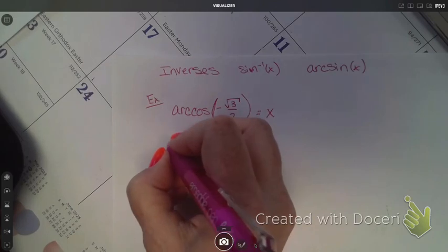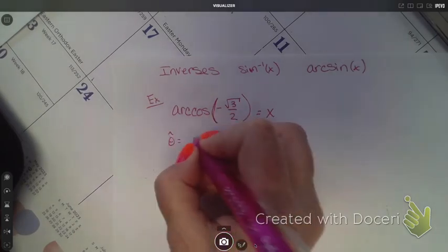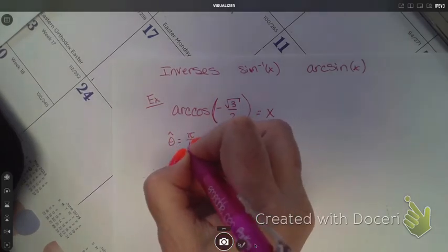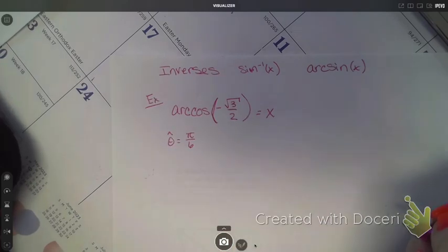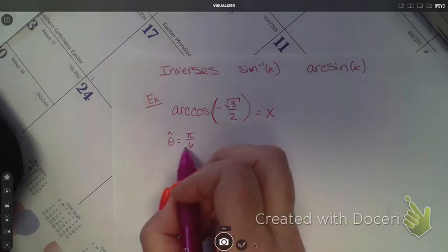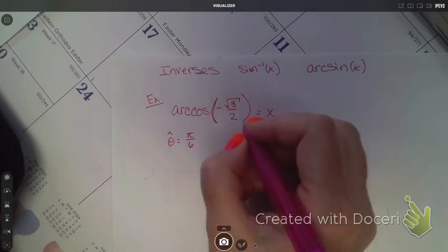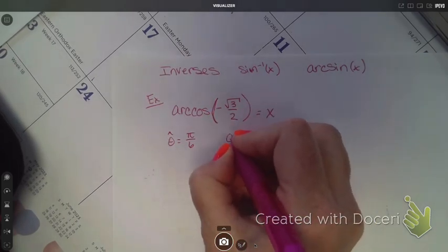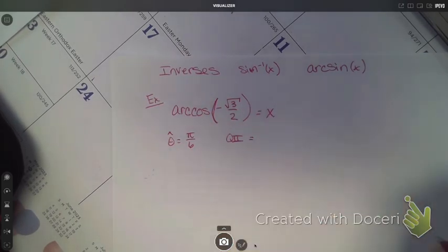Okay, so theta hat is pi over 6. And we are in radians unless they tell you. So our reference angle is pi over 6. So we're in the second quadrant for negative, yes? So what's pi over 6 in the second quadrant?